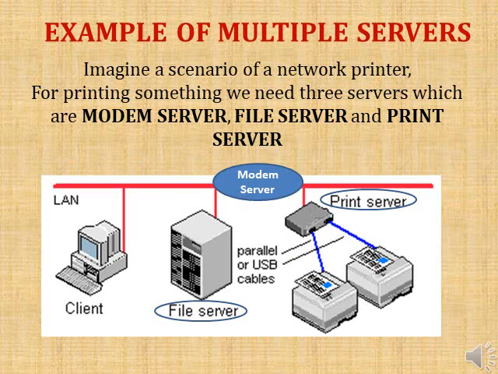Now, to understand multiple servers in a network, imagine a scenario where one needs to print something on a network printer. In this case, three servers are used simultaneously. A modem server is used to establish a connection between them. A file server is used for a smooth file transfer process. And lastly, print servers are used to give you efficient printing by deciding where to print and how to print.